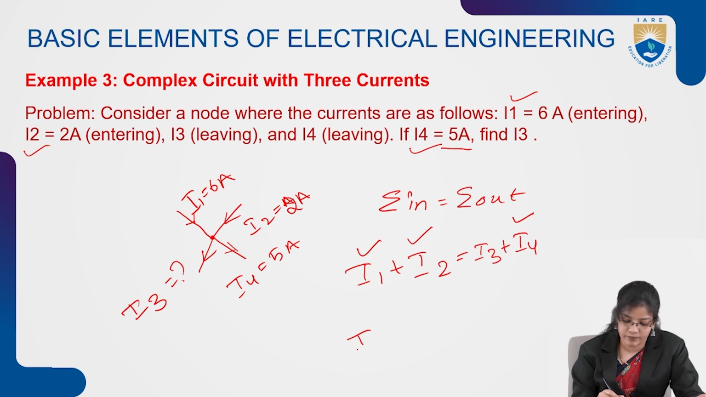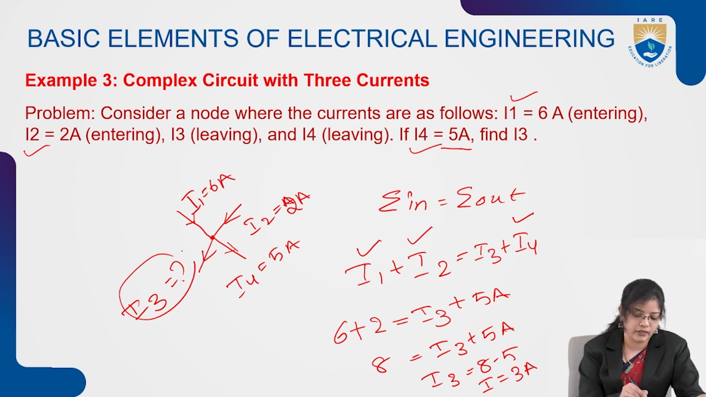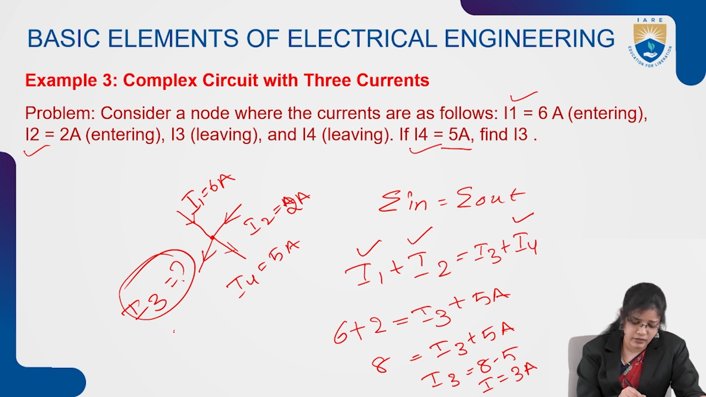So first, what is the value of I1? It will be 6 amperes plus I2, which is 2 amperes, equals I3, which we need to calculate, plus 5 amperes. So 8 equals I3 plus 5, where I3 equals 8 minus 5, which is 3 amperes. So the value of I3, which is leaving out of the junction, will be 3 amperes.